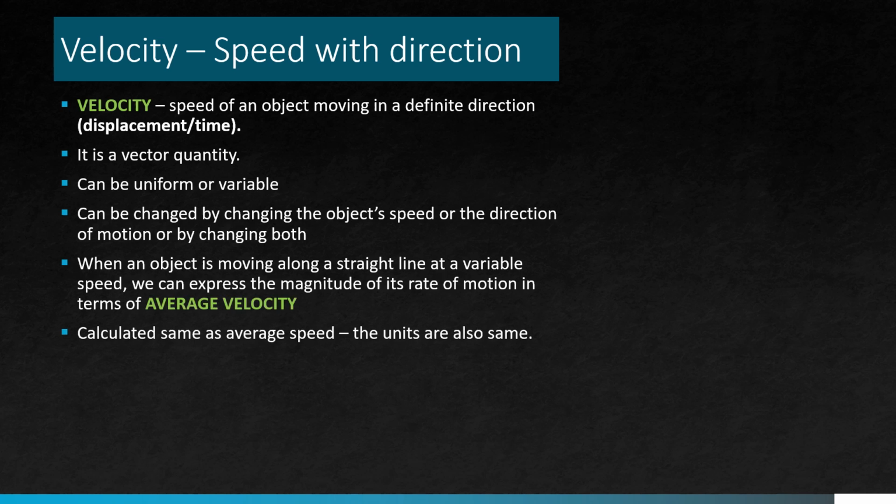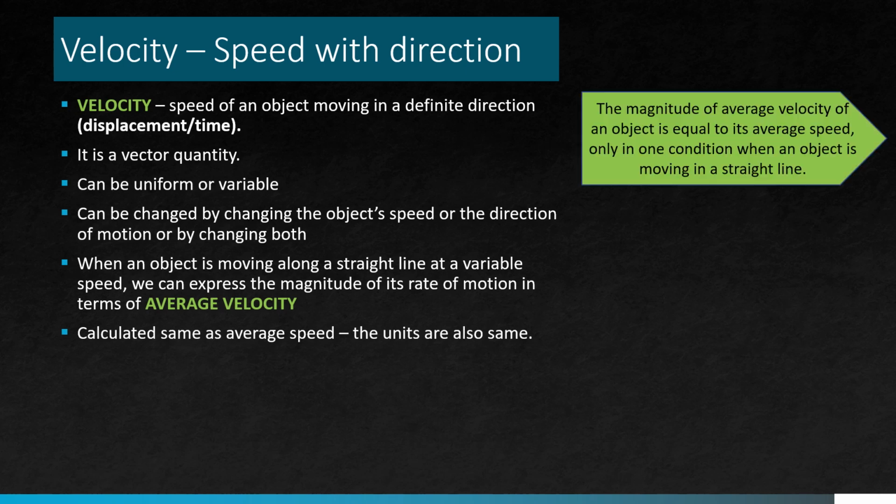Now, when your object is moving along a straight line at variable speed, then we can express the magnitude of its rate of motion in terms of average velocity, right? Because the speed is variable, we have to express it in terms of average velocity. Average speed and average velocity are calculated in the same way, and the units of both are also the same. One important pointer to note is that the magnitude of average velocity and the average speed of the object can be equal only in one condition, when the object moves along a straight line.